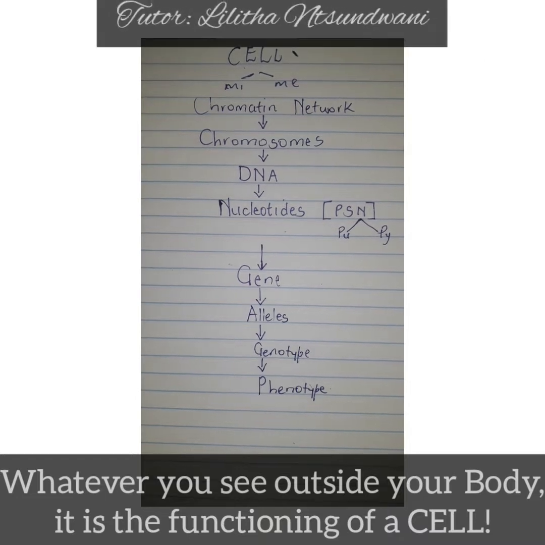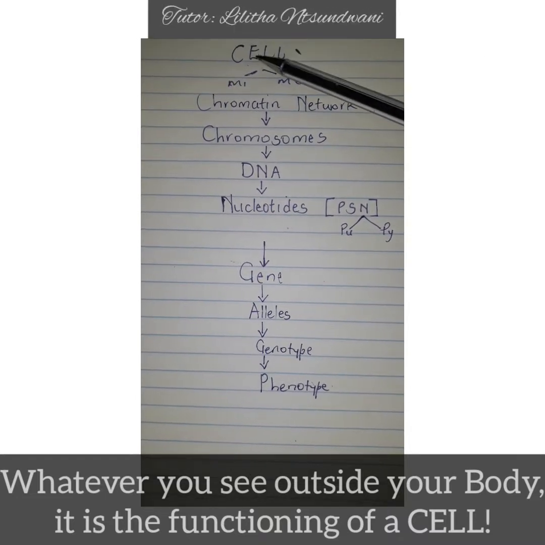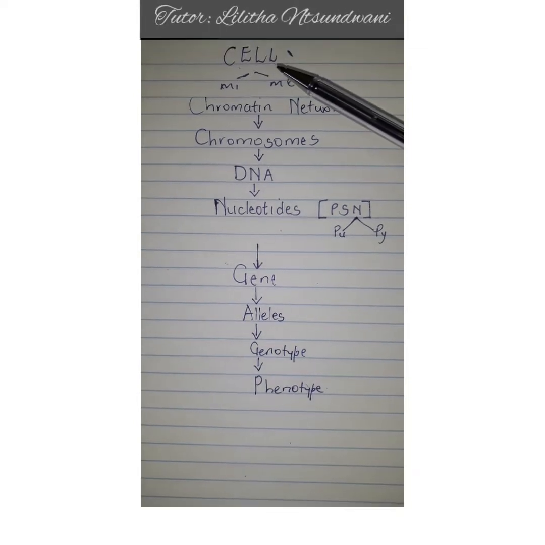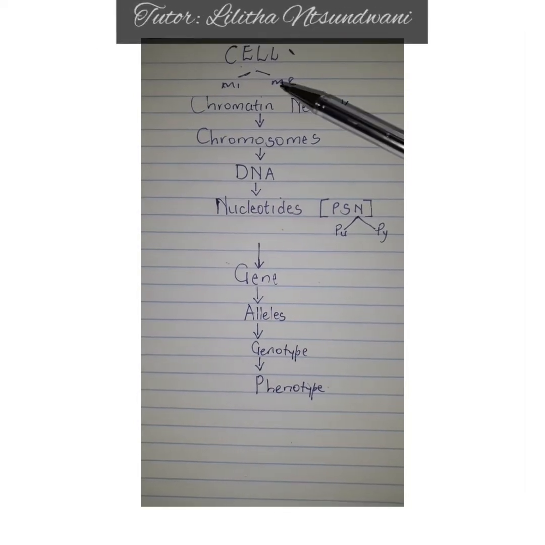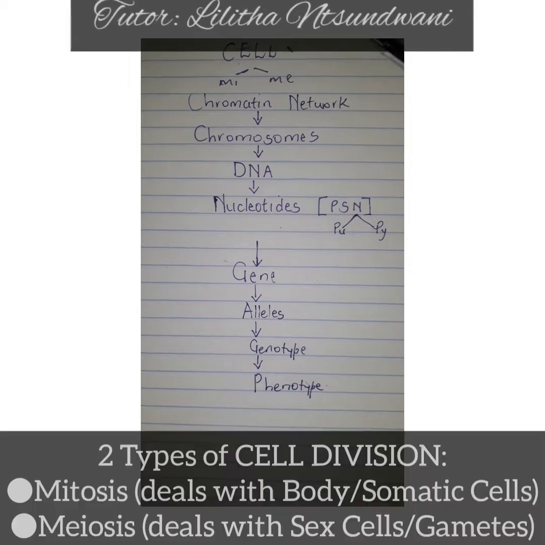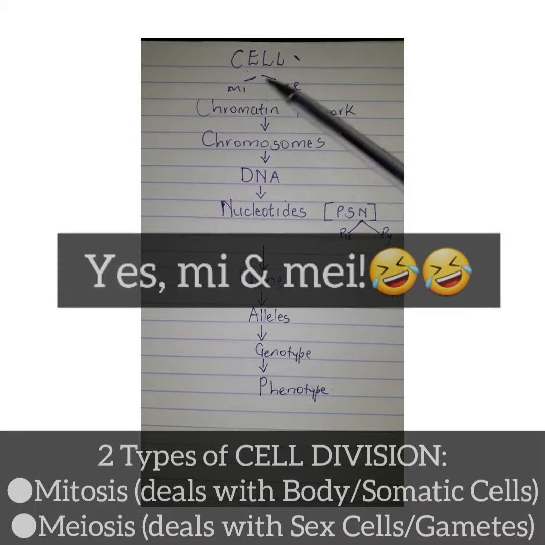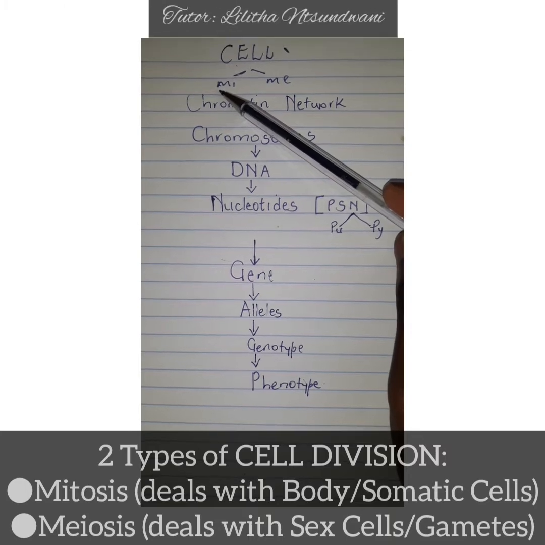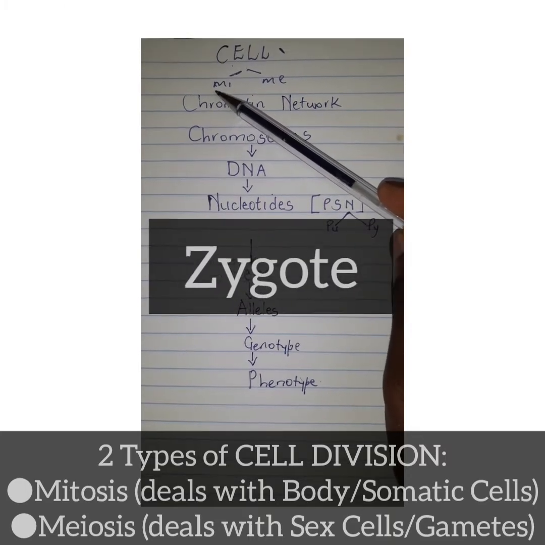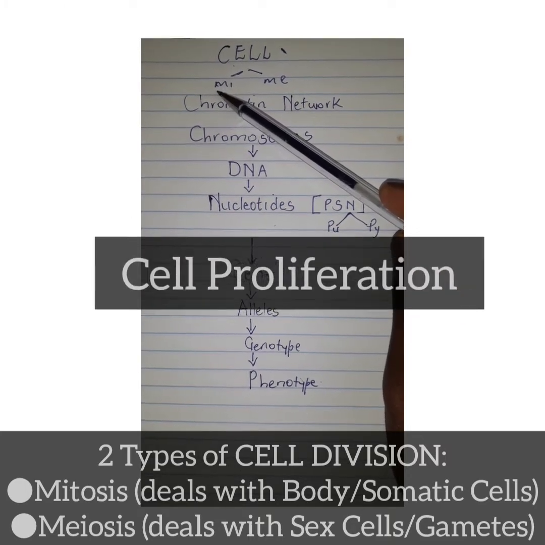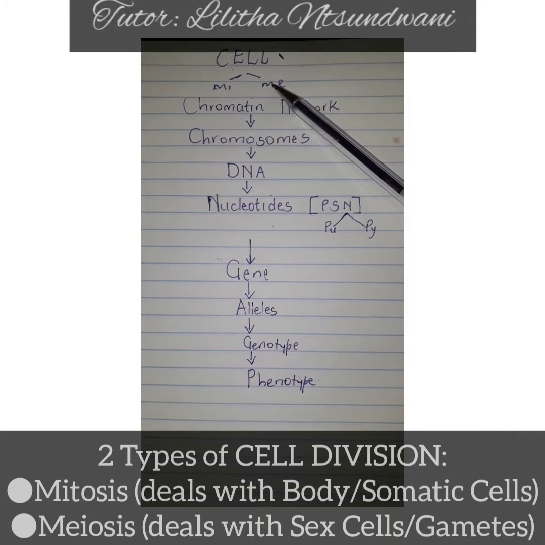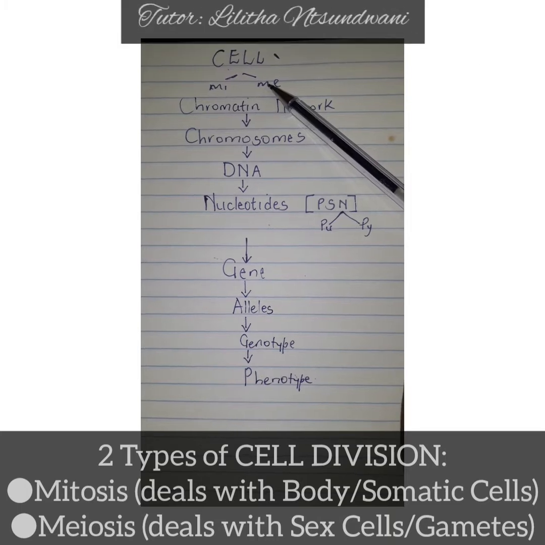Right, let's quickly go through the works of a cell in influencing what we see outside. For a cell to function, there should be cell division. And there are two types of cell division, which are mitosis and meiosis. Mitosis happens just after fertilization occurred to form a zygote, for the reasons of cell proliferation. And then meiosis happens during puberty stage around 11 to 15 years for the reasons of gametogenesis.